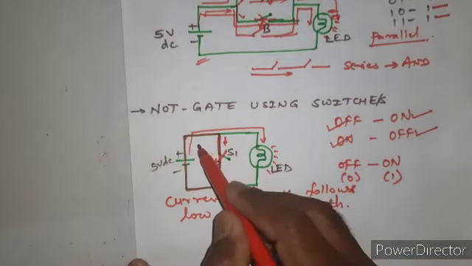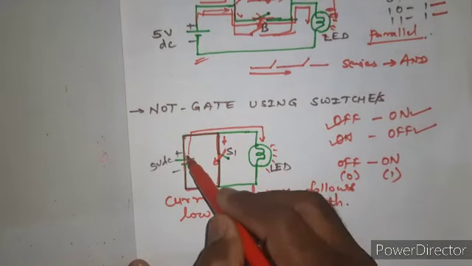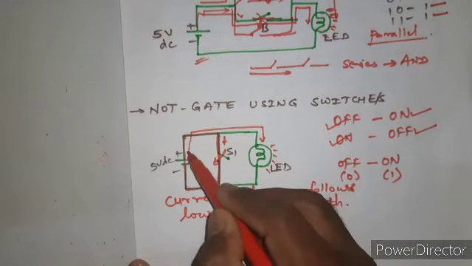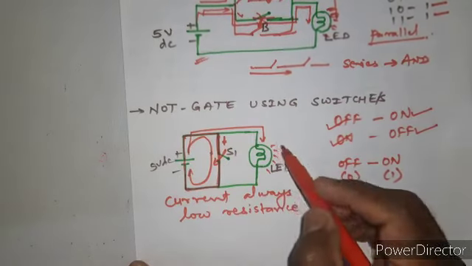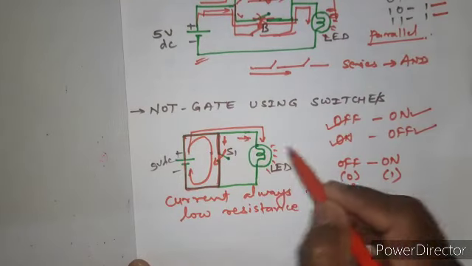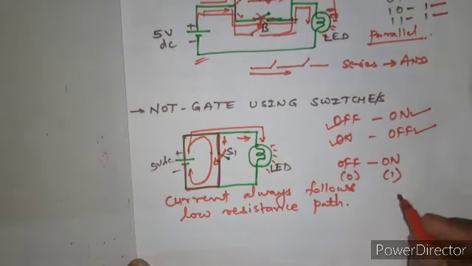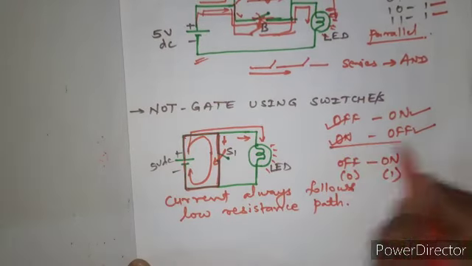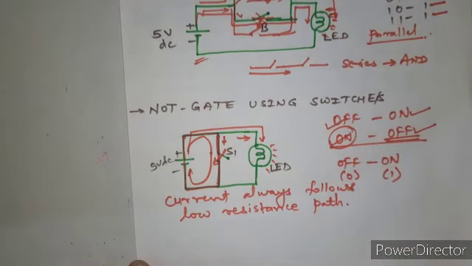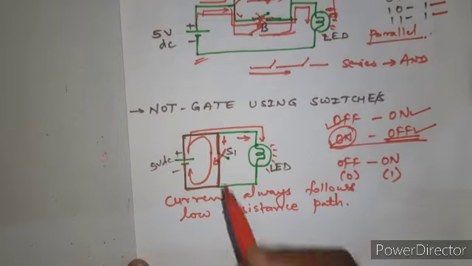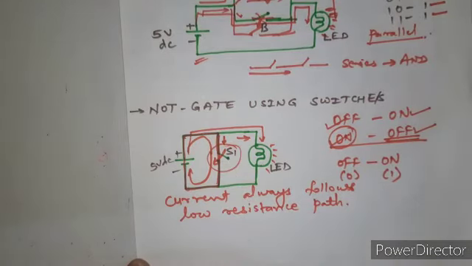Now since there is very low or no resistance, this current will flow through this direction, where it will not go to this LED, and hence LED will remain off. So when our switch is on, LED is off, right? So this is how your NOT gate can be constructed with help of switches.